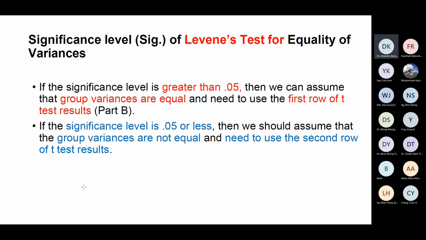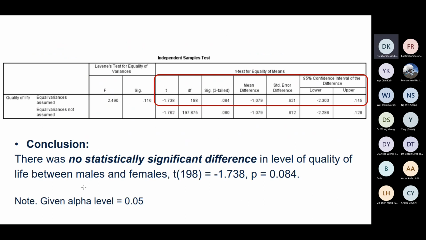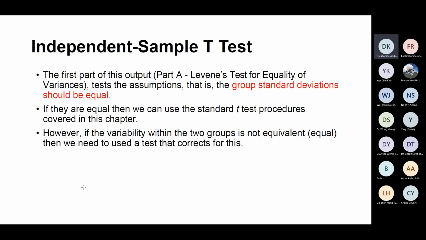If the significance level, the sig level just now, is greater than 0.05, then we can assume that the group variances are equal and need to use the first row of the t-test result, Part B. If the significance level is 0.05 or less, then we should assume that the group variances are not equal and need to use the second row of the t-test result. Okay, I go back here. Now, this is what we are looking at. We have two, what do you call that?